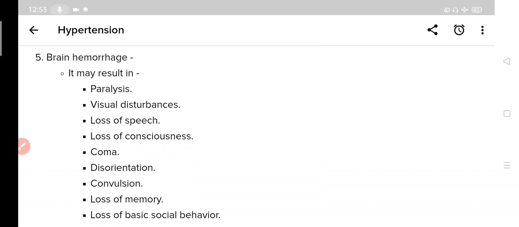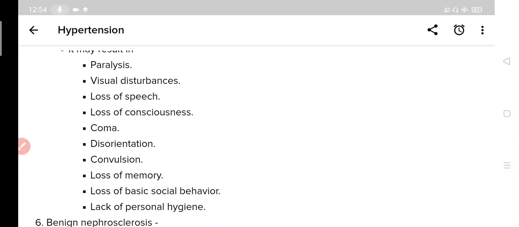Then next one is brain hemorrhage. It comes under effects on nervous system, and brain hemorrhage may result in paralysis, visual disturbances, loss of speech, loss of consciousness, coma, disorientation, convulsion, loss of memory, loss of basic social behavior, and lack of personal hygiene. These all are effects of brain hemorrhage. It depends upon which area of the brain is affected and how much hemorrhage has occurred.